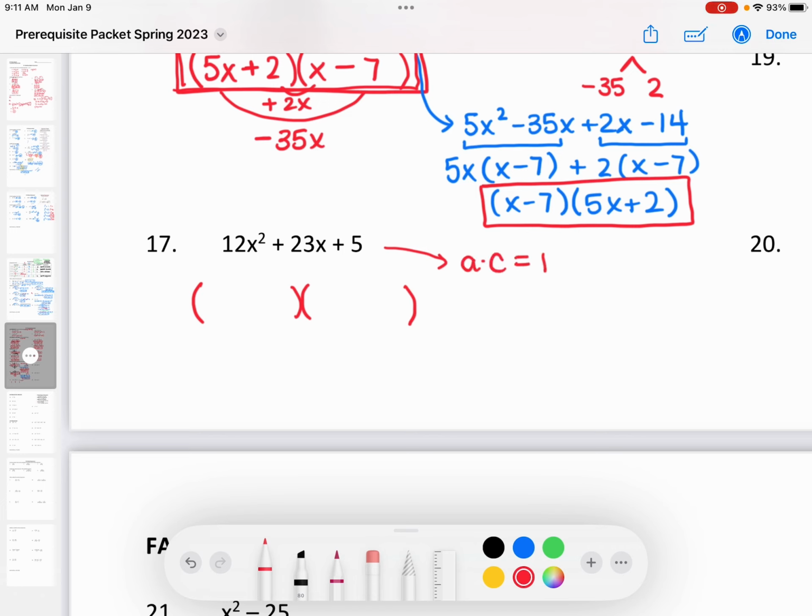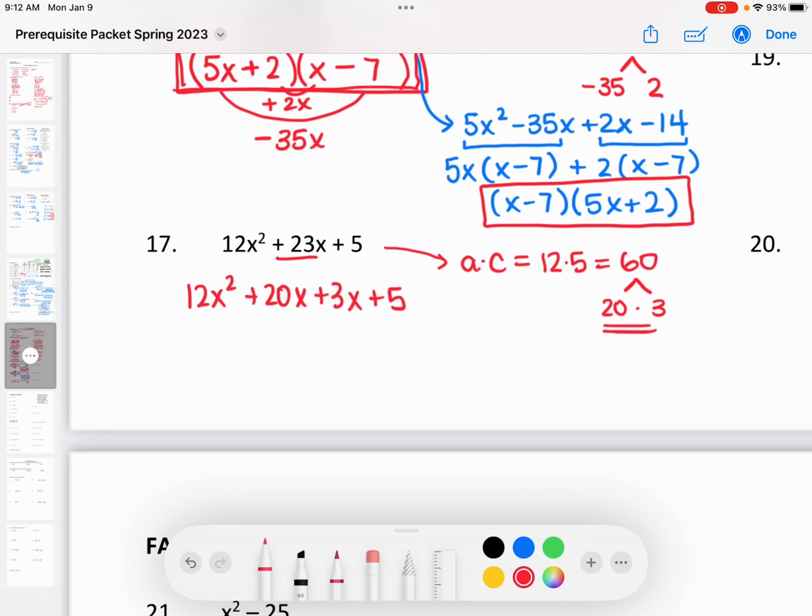So A times C in this case would be 12 times 5, which is 60. Two numbers that multiply to make 60 and add to make that 23 would be 20 and 3. 20 times 3 makes 60, but adds to make 23. Again, we are going to split the middle. That's the AC method, where we take that 23 and split it into a 20 and a 3, predetermined by this little method over here. And then just factor by grouping.